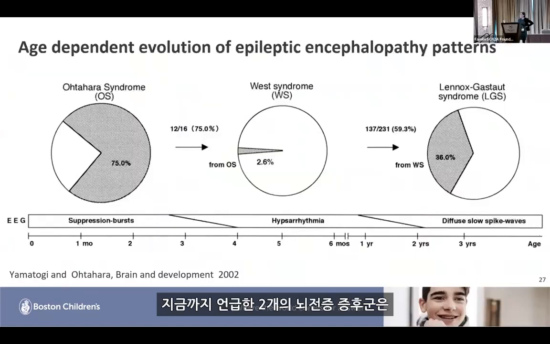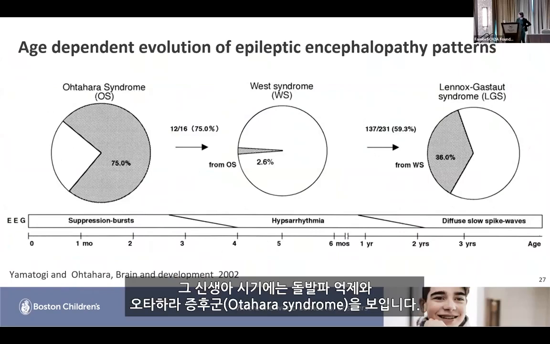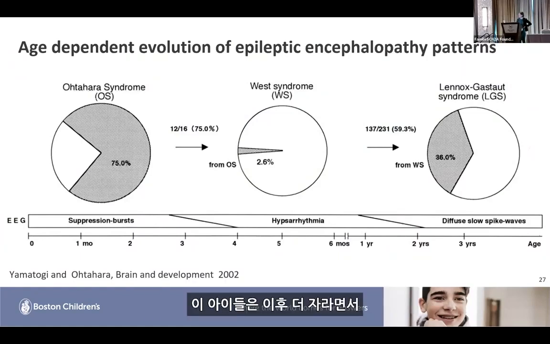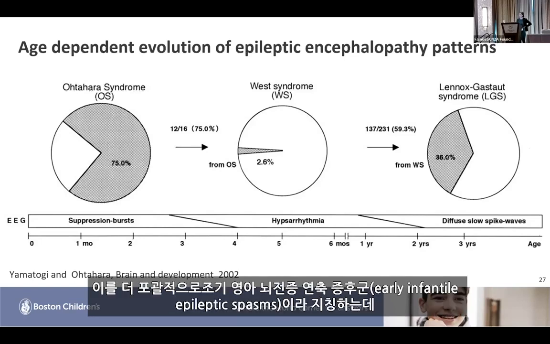So these epilepsy syndromes, I just wanted to mention too, are to some degree age dependent. Many of these kids with severe gain of function DEEs present in the first few days of life. And in that neonatal period, burst suppression or Ohtahara syndrome is one of those syndromes that tends to occur in that age range. Those kids can go on and evolve to other epilepsy syndromes that tend to happen at different ages, like West syndrome, or now we call it early infantile epileptic spasm syndrome, a broader term. That's the updated term.